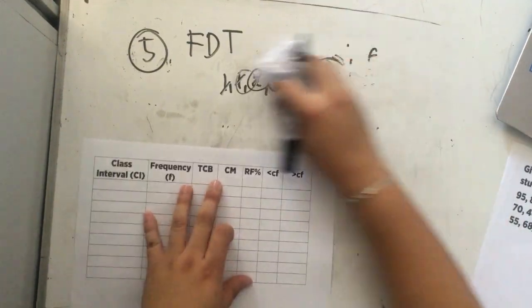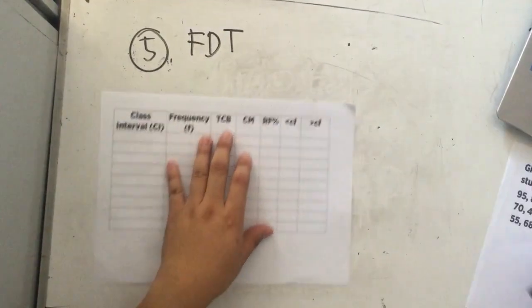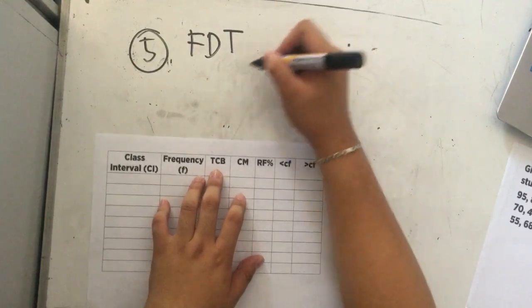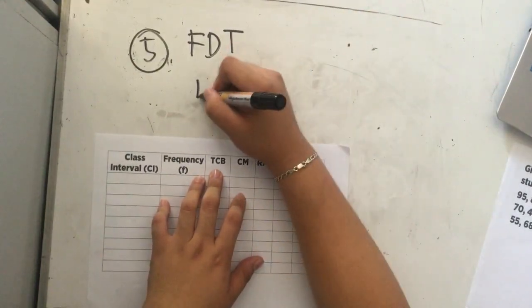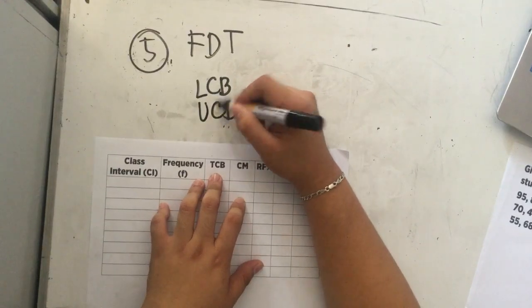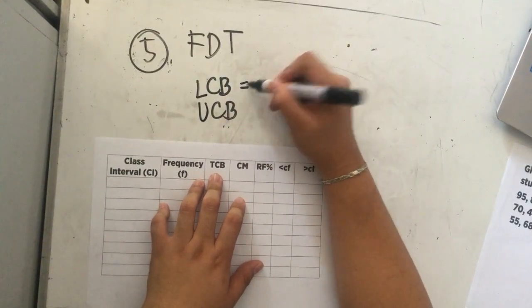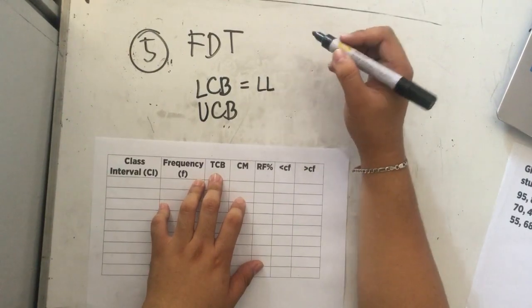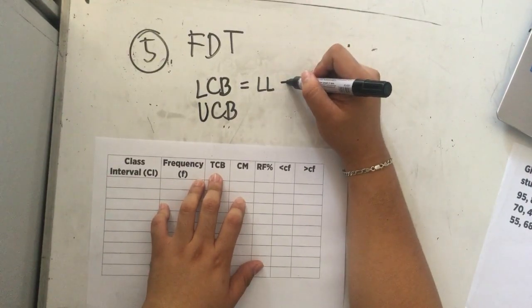Next, we have our true class boundary, TCB. We have true class boundary. So, sa true class boundary, meron tayong lower class boundary and meron tayong upper class boundary. Our lower class boundary is equal to the lower limit minus 0.5.